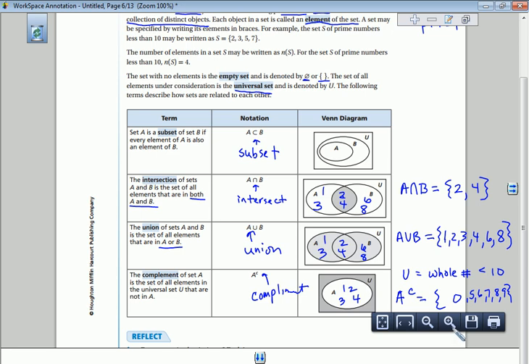Would they actually have to write 0, or would it just not be there? If I said whole numbers, you'd have to list 0. If I said natural numbers, you wouldn't list 0. Okay. Any questions about the symbolism?